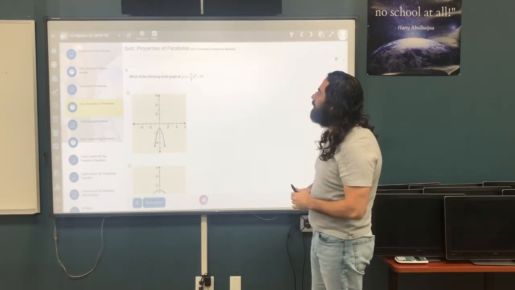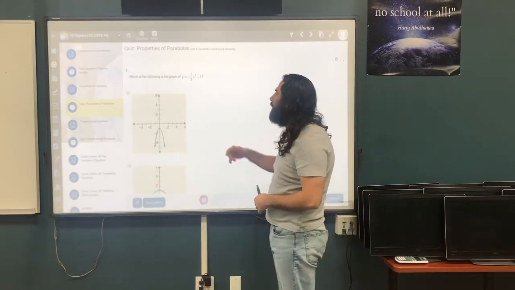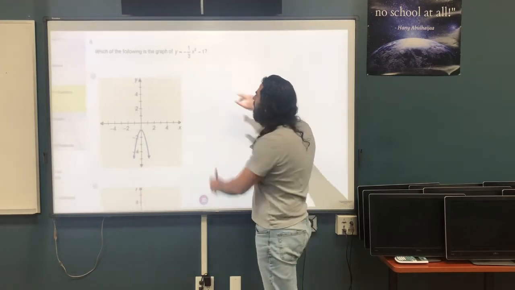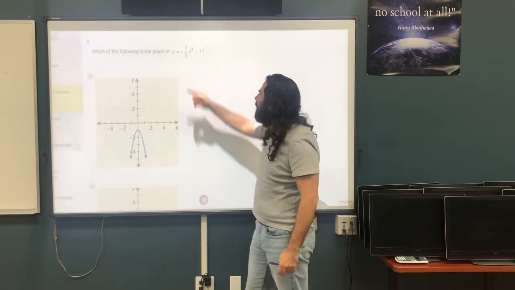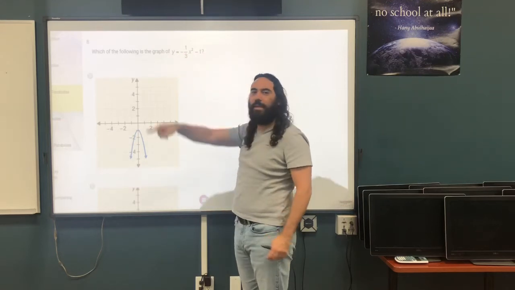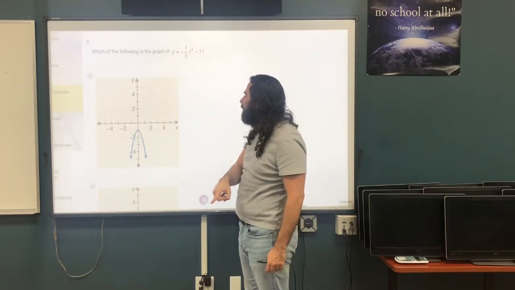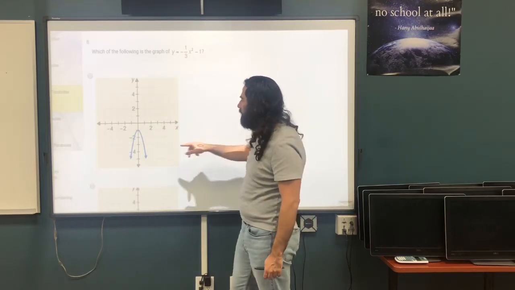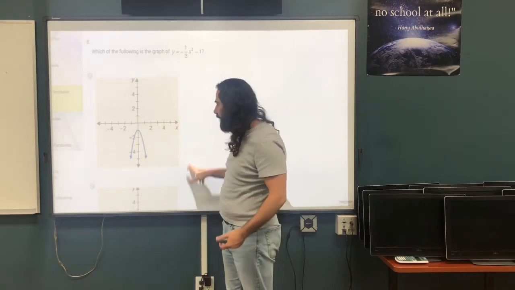Which of the following is the graph of y equal the same thing, guys? As you can see, minus 1 means that it needs to go down. The a is negative, it means that it's downwards, okay? So which one has it? This one is negative 1, it's downwards. It could be an answer.